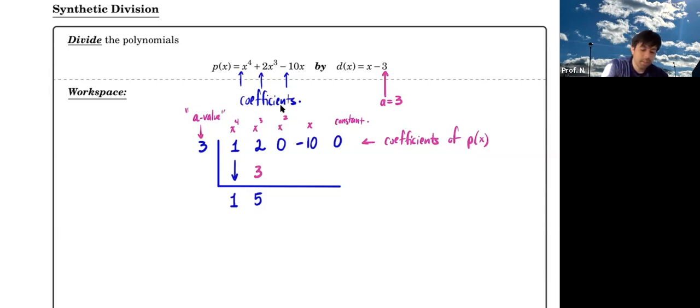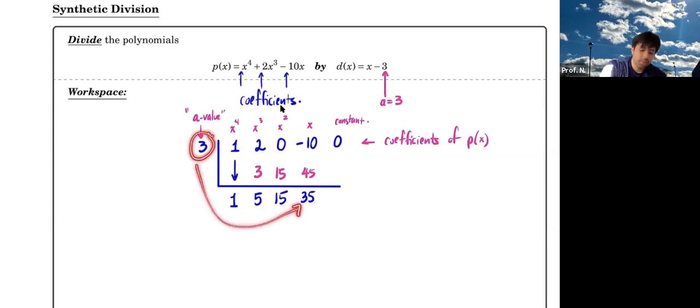So then again, what do I do with the 3? I multiply with the 5 and I get what? I get 15. Then what do I do with the 0 and the 5? I add. So it's multiply, add, multiply, add, multiply, add. So 0 plus 15 is 15. Then what do I do with the 3 and the 15? I multiply. 3 times 15 is 45. Then what do I do with the minus 10 and the 45? I add. What do I get? I get 35.